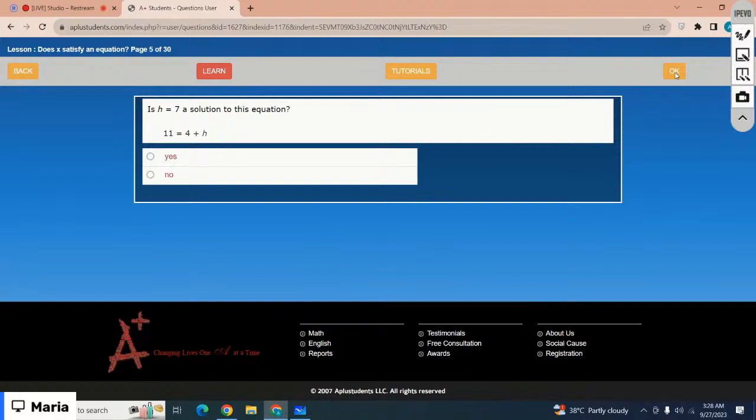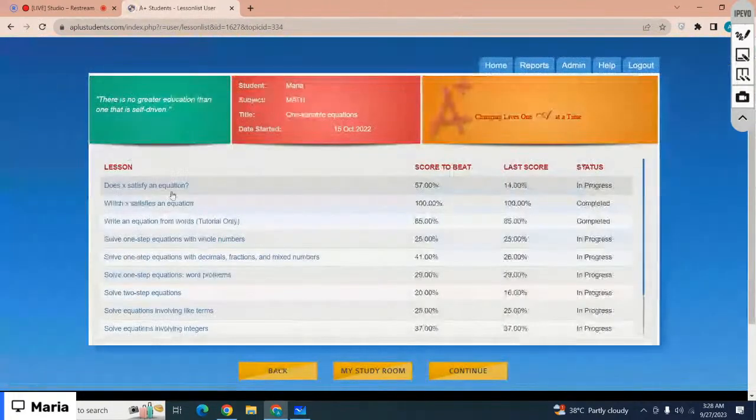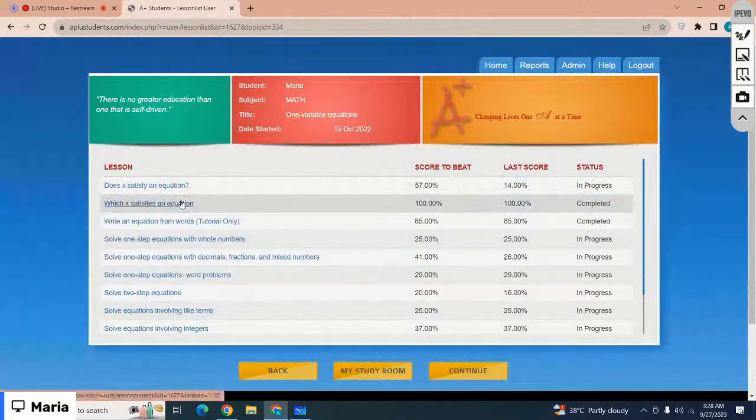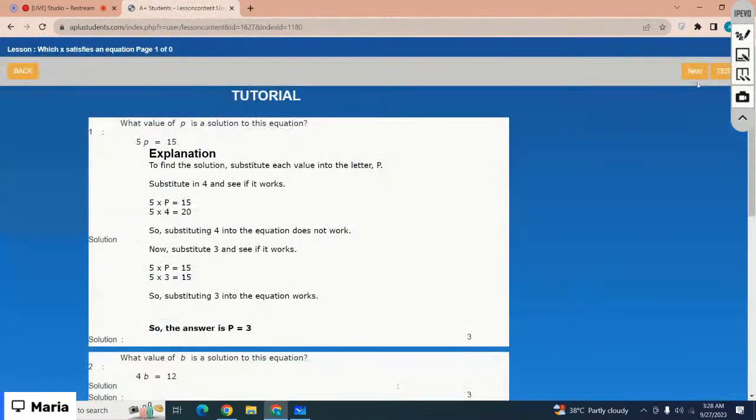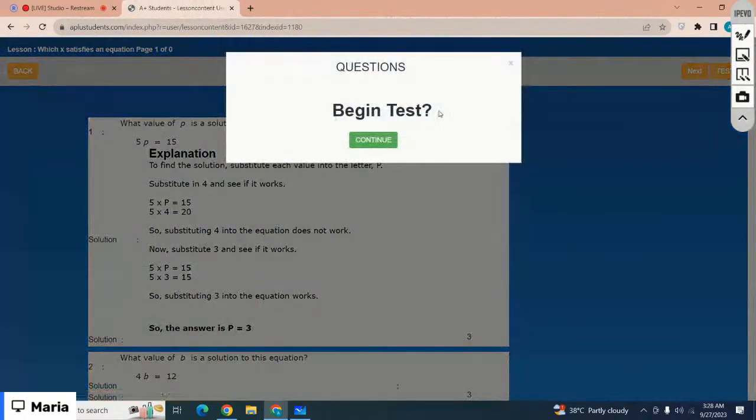Okay, you can complete the lesson by yourself later today. Let me just move on to the next lesson. Very good, everyone. And the next lesson is which x satisfies an equation. You have to calculate the value of the variable now, right?